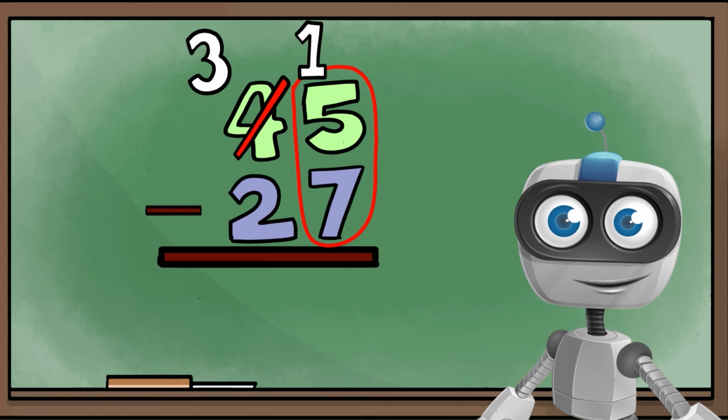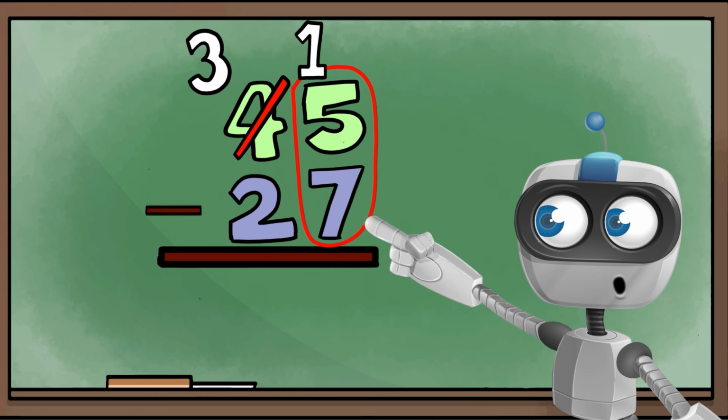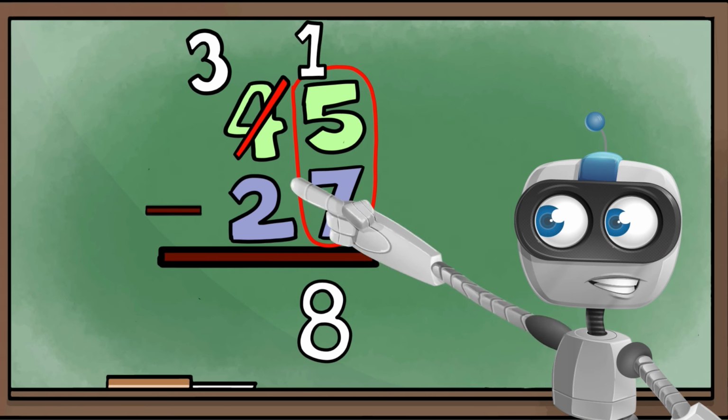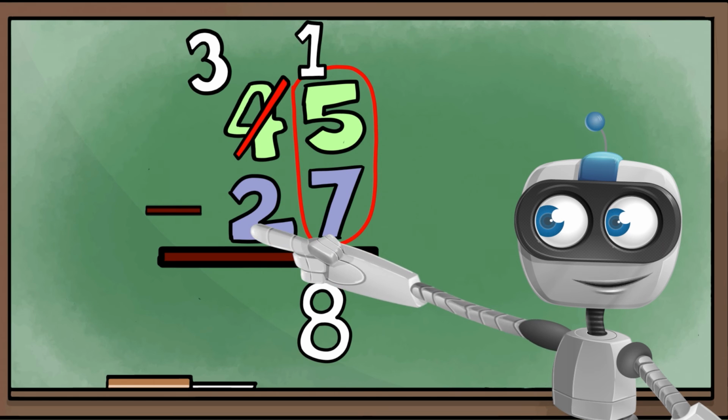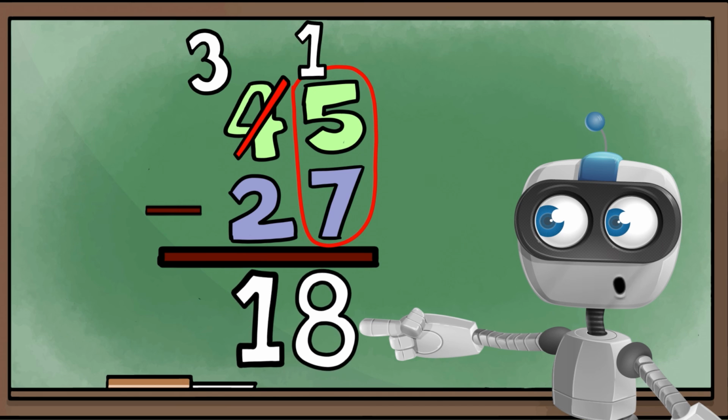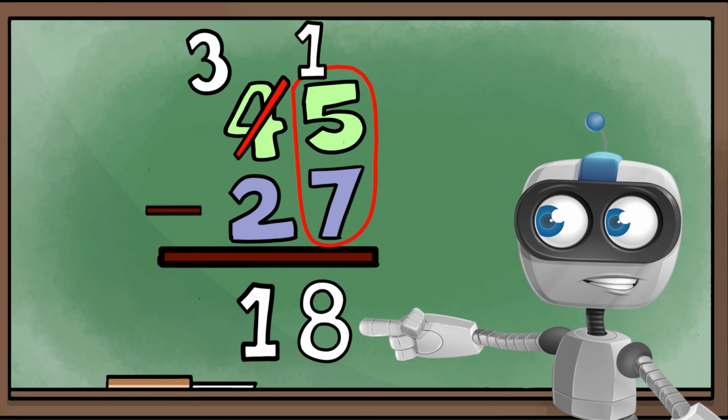Now we can go ahead and solve the problem. In the ones digit, 15 minus 7 equals 8. In the tens digit, 3 minus 2 equals 1. So, now we know that Sally has added 18 new friends on social media in the past month.